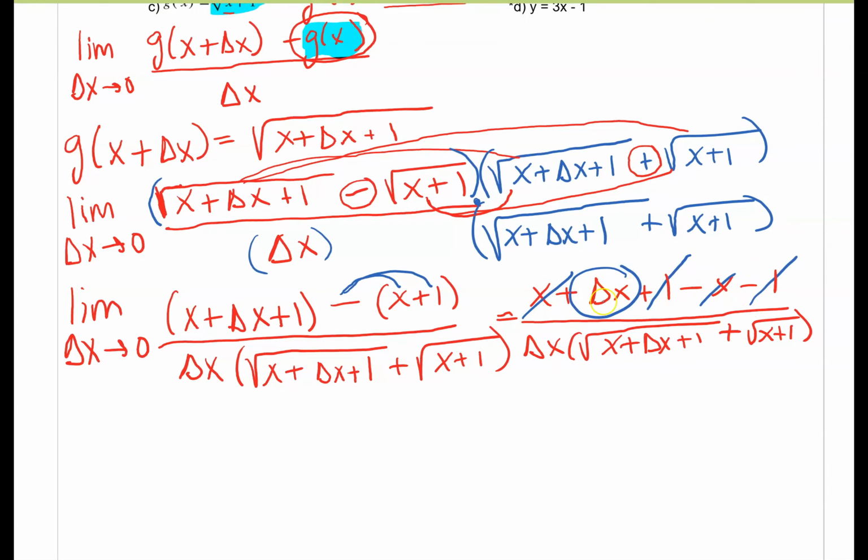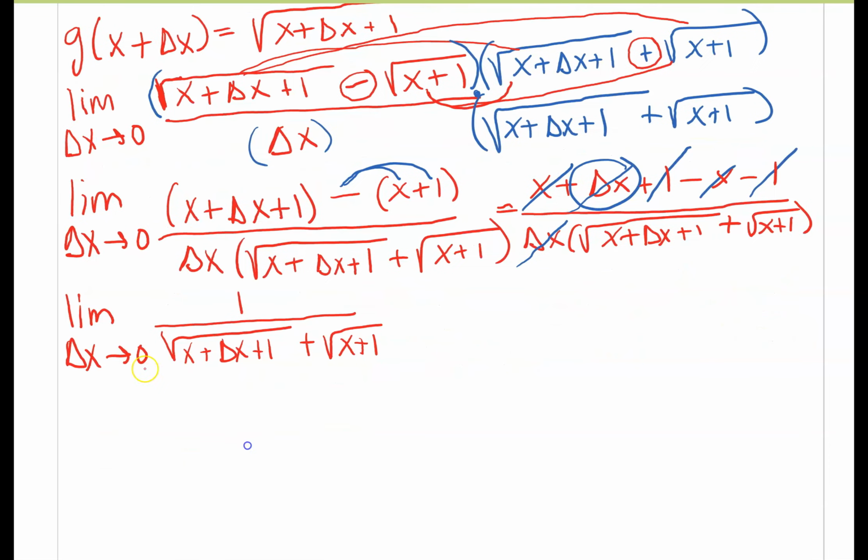And then that delta x can actually cancel now with the delta x in the denominator because it ends up being a single factor left in the numerator. So actually what I end up with in the numerator after I cancel the terms and then reduce the delta x is just a 1 in the numerator. And then these two radicals in the denominator. So then I can just go ahead and plug in 0 for the remaining delta x, and I get this: 1 over the square root of x plus 1 plus another square root of x plus 1.